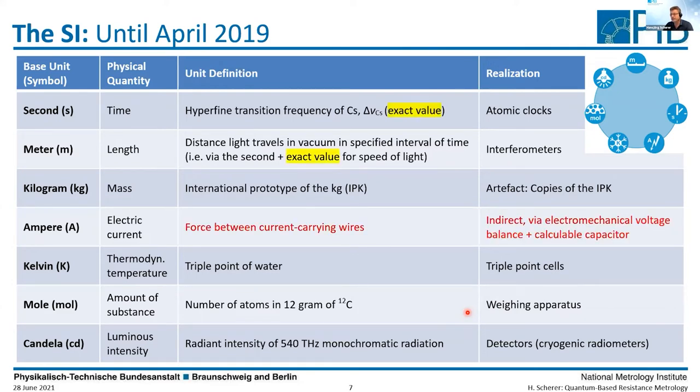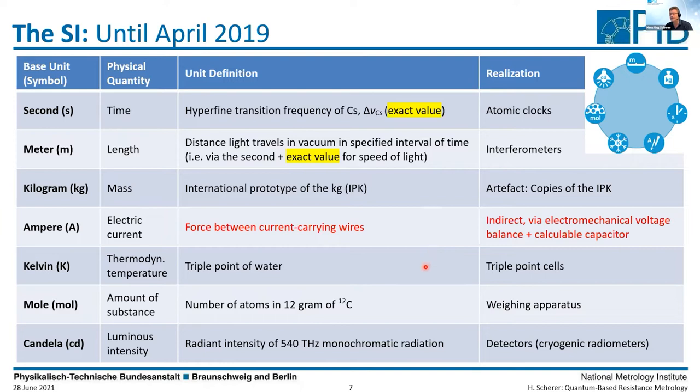Already by that time, I want to point out that for the second and the meter, the first two entries, there was a concept of giving exact values to define them. For instance, the second was defined by the hyperfine transition of cesium, and the meter was defined by the distance that light travels in a vacuum in a specific interval of time, so via the second and an exact value for the speed of light in vacuum.